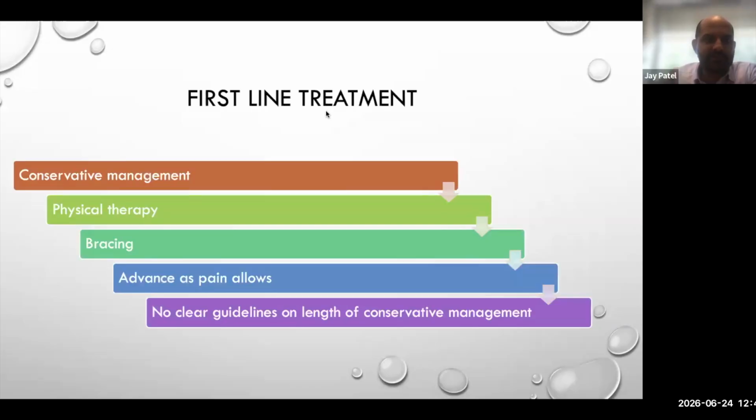So in summary, first line of treatment is pretty reasonable. Conservative management with physical therapy, bracing. Advanced has pain a lot. People ask me for how long. I say, it can be unpredictable. I give them general guidelines, but as your pain's getting better, you can gradually start doing more. There's no clear-cut guidelines on the length of conservative management.